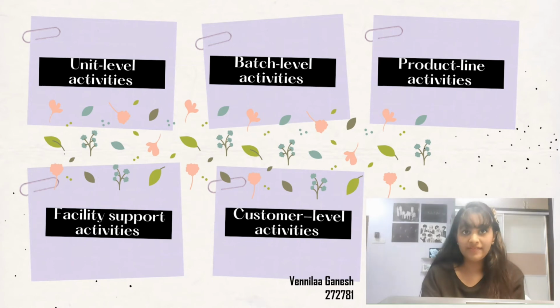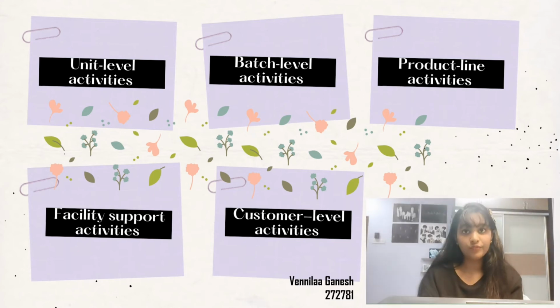Secondly, batch level activities. These activities are costs incurred every time a group or batch of units is produced or a series of steps is performed. Purchase orders, machine setup, and quality tests are examples of batch level activities. For example, setting up equipment and shipping customers' orders are batch level activities.